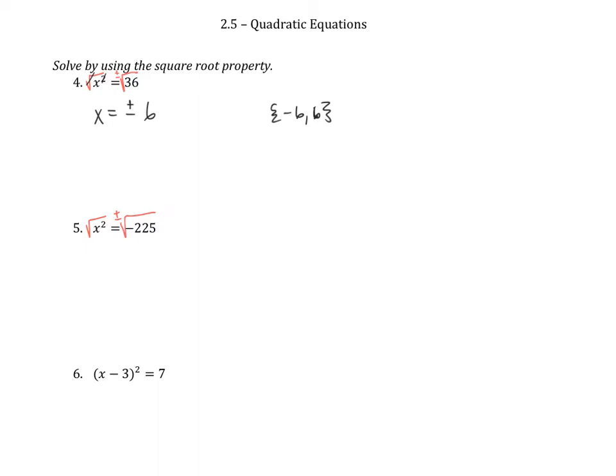On the left-hand side, the square root and the square undo each other. And then on the right-hand side, we have plus or minus. Remember, the negative under the radical comes out as an i. So this is going to be an i. And then the square root of 225 is 15. So this will be 15i. Again, you have two answers. One answer is 15i, and the other answer is negative 15i.